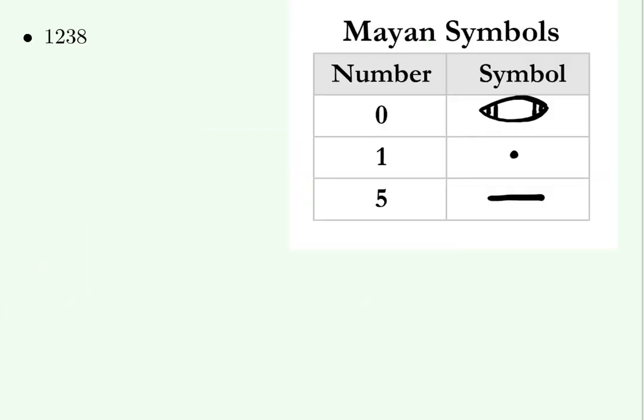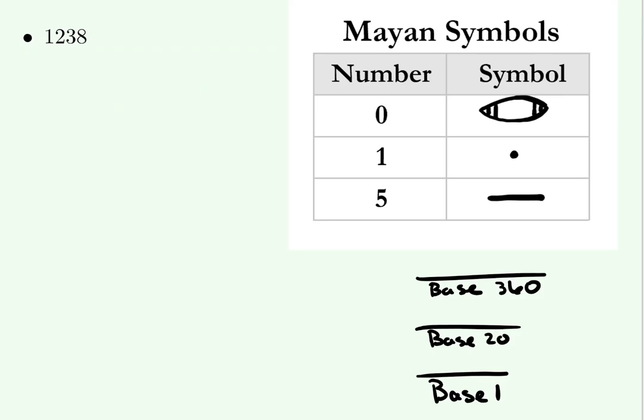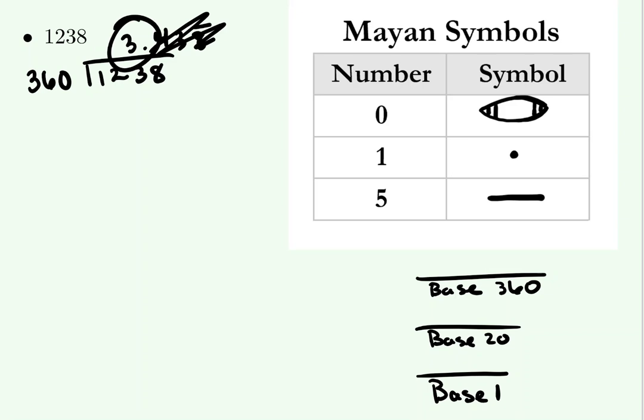Next, we'd want to translate 1,238 into Mayan numerals. I recommend you pause the video and work through this example. When you've got your answer, unpause to check your work. Now in this example, the largest base that would divide 1,238 is 360. So we would first say with our calculator, 1,238 divided by 360 would give us about 3.438 repeating.